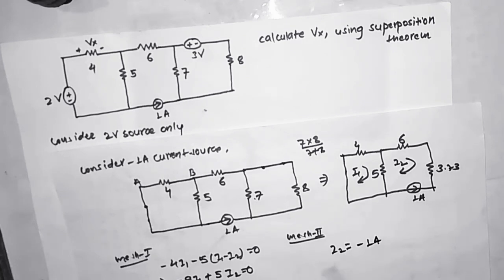If we put the value of I2 in this equation, we get the value of I1. So I1 equals minus 0.55 ampere. The negative sign indicates that the current is in the opposite direction, so I1 will be directed from B to A.